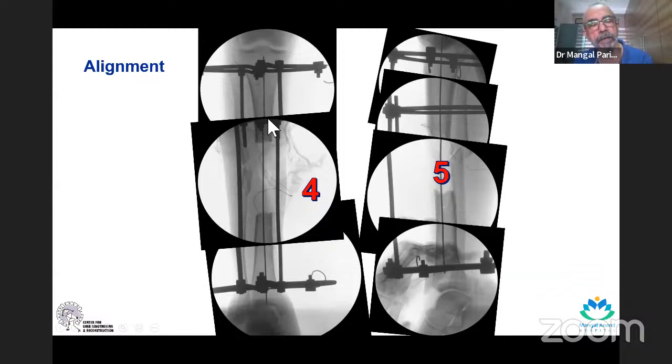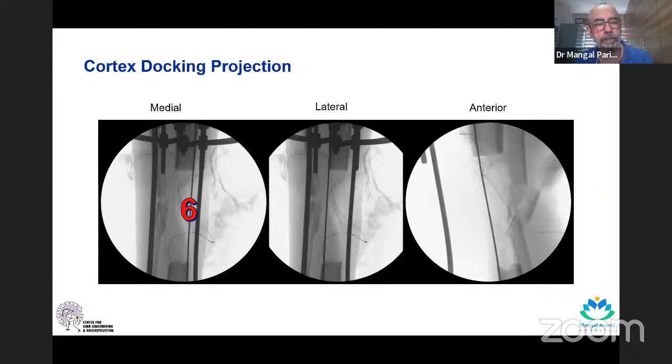I will keep a K wire and then come down looking as to, okay, what is the relationship of the center here to the center here. Same thing on the lateral. I want to see that this is well aligned. If this is well aligned, then I'm not going to have any problem while doing the transport.